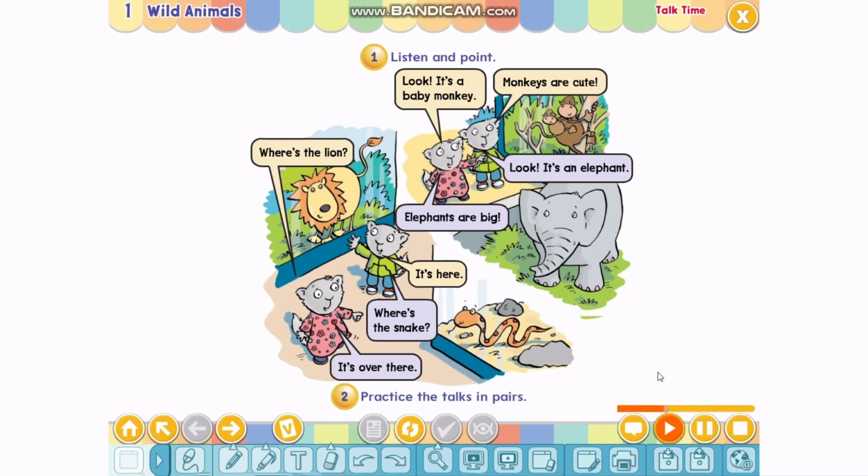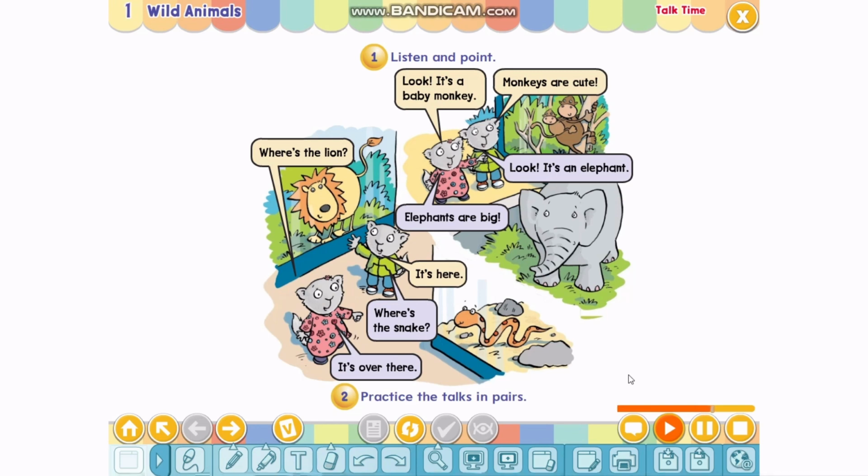2. Look! It's a baby monkey. Monkeys are cute. Look! It's an elephant. Elephants are big. Where's the lion? It's here. Where's the snake? It's over there.